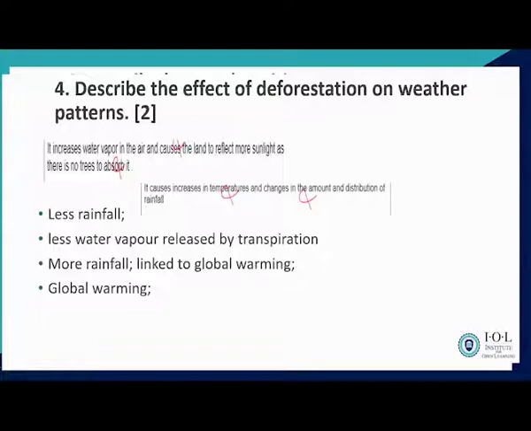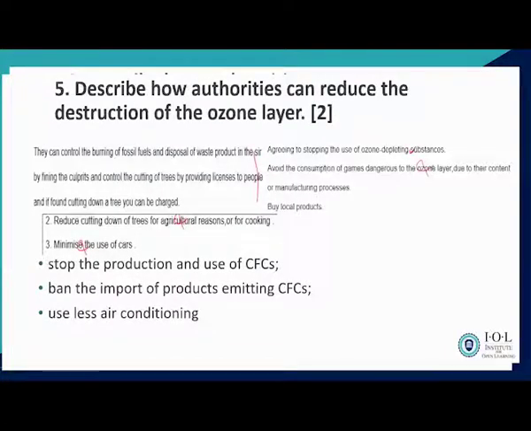The second response, it causes increase in temperature and changes the amount and distribution of rainfall. How is this distribution changing? So I expect at least to say less rainfall. You are describing what will happen. Less rainfall. Why? Less water vapor released by transpiration because there are less trees. Or say more rainfall. Then you link that one to global warming because there will be more carbon dioxide leading to global warming. Then I expect you to talk about also global warming. You are describing. These points are simply guiding the marker of what to look for.